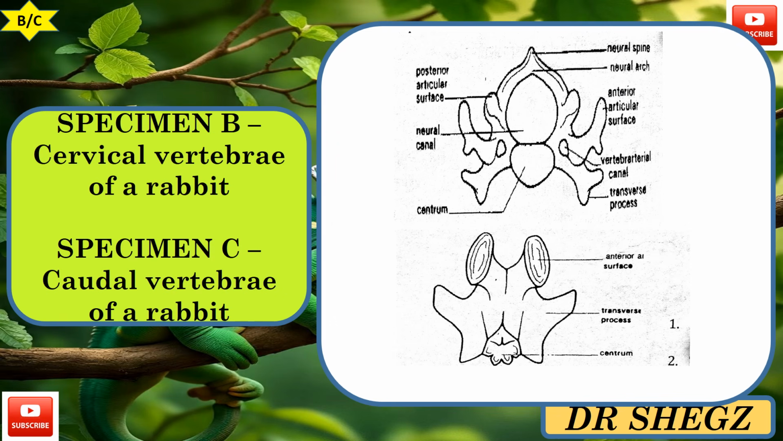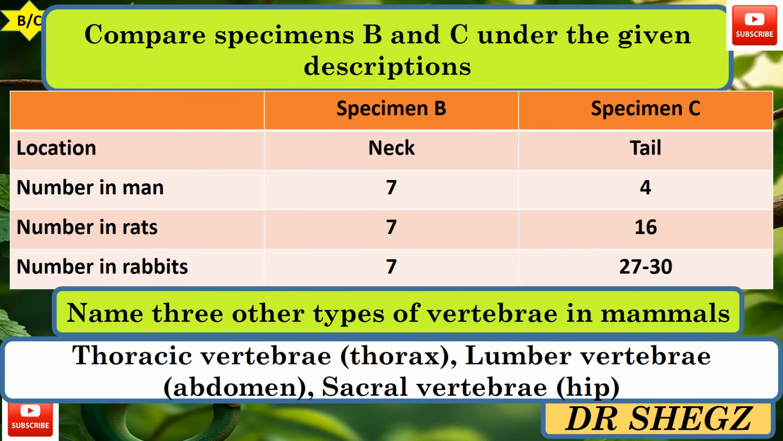Now, cervical vertebra of rabbit, caudal vertebra of rabbit. So we do it side by side. That's for specimen B and specimen C. So we compare both B and C. Remember, B is the cervical vertebra, C is the caudal. The cervical vertebrae is found in the neck, while the caudal vertebrae is found in the tail region.